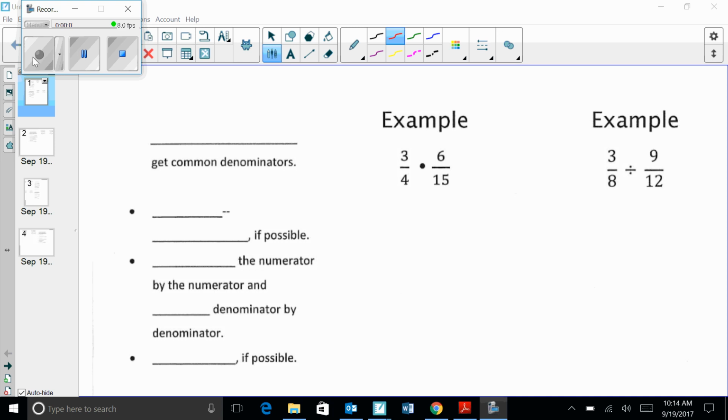So if you open up your foldable that we folded in class, we're going to start on the top left, which is multiplying fractions. So we're going to write our rules first, and then we're going to go through and solve a problem.